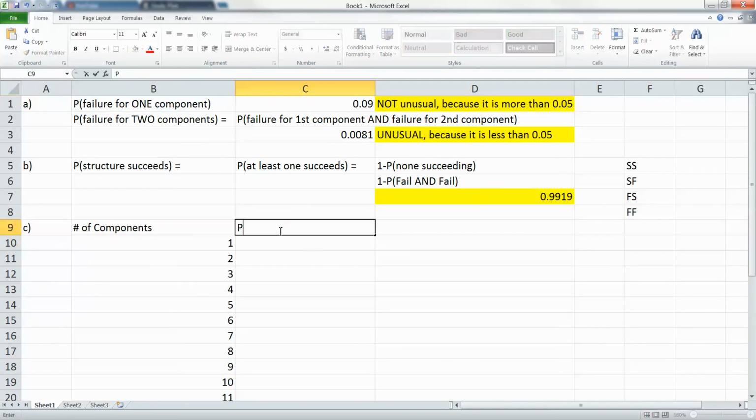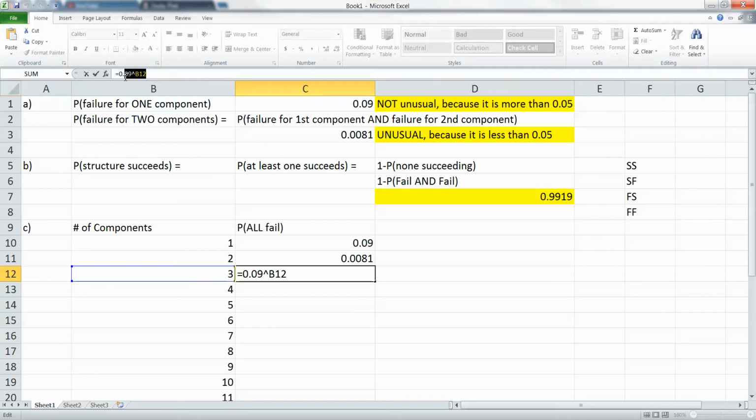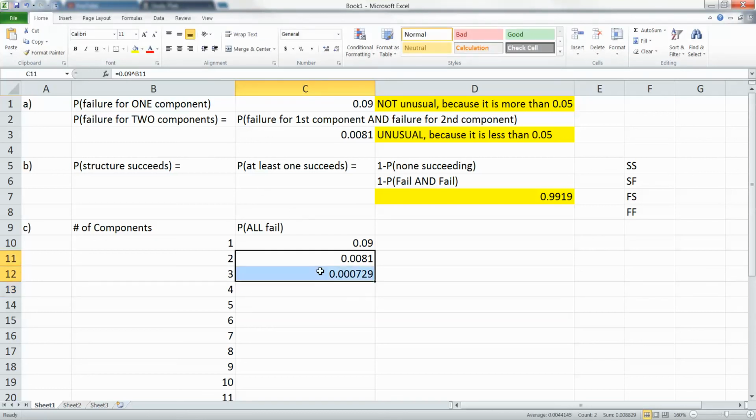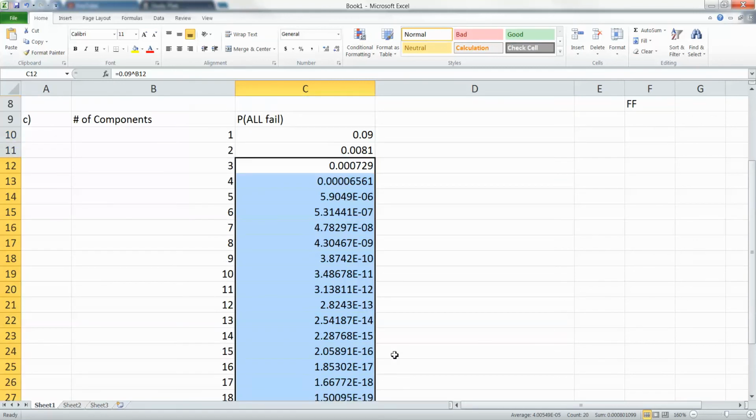Okay, so then I want to know the probability of all fail. This would be equal to 0.09 to the 1 power, B10. And then if I drag it down, it should be 0.0081, because that's to the 2 power, because there's two components that are going to fail. And if I drag it down, there's three components, right? 0.09 times 0.09 times 0.09, and so on. I can drag it down. I don't think I'll need to go this far, but that's okay.